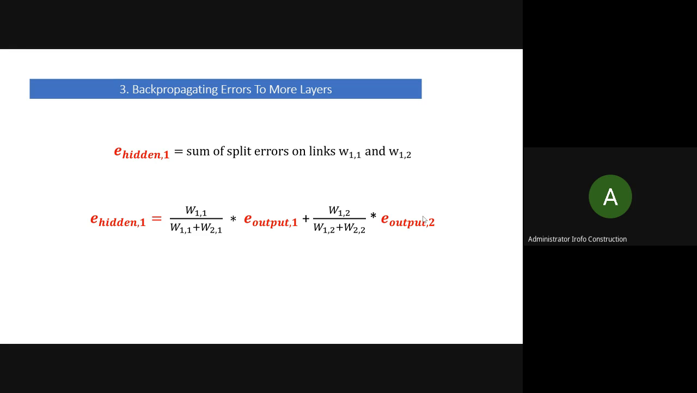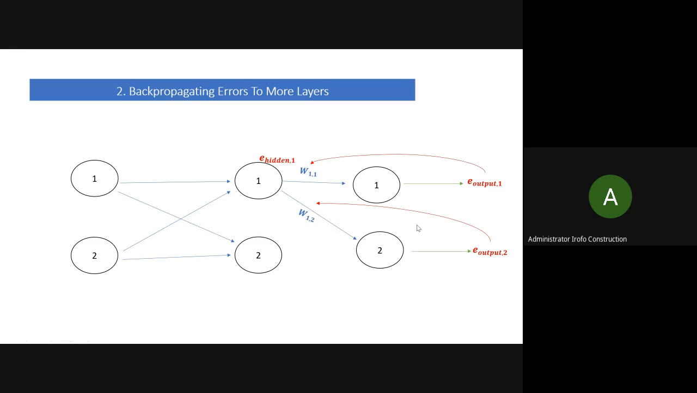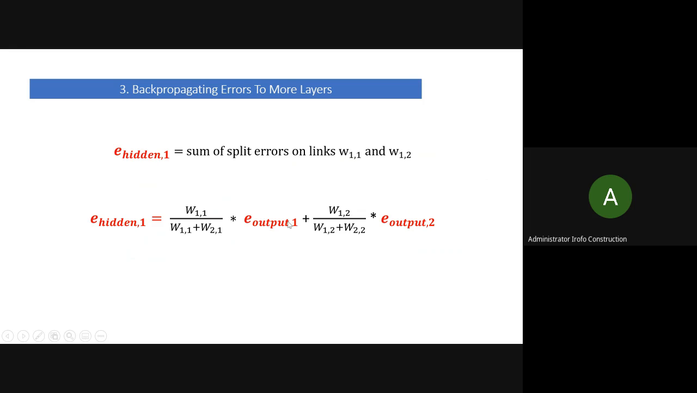But can anyone explain why this one is E output 1 and this one is E output 2? They are not the same; it wasn't the same error that we used for both of them. When you check this diagram, you can see that when we find the total error into the E hidden here, we didn't use one error for them.